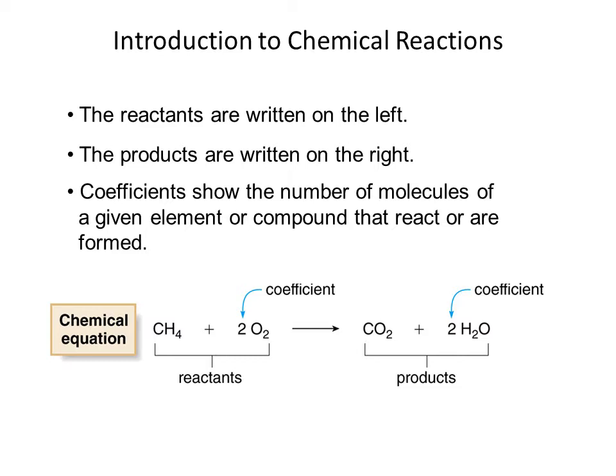When looking at an equation, we must remember that the reactants are on the left and the products are on the right. And when a reaction occurs, the only thing that changes is the bonding between the atoms. So the number of atoms must be the same on either side. The coefficients tell us how many there are of the molecules. The subscripts tell us how many there are of each atom in the molecule.